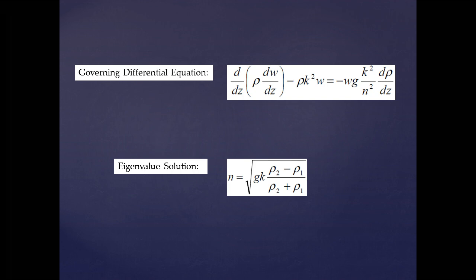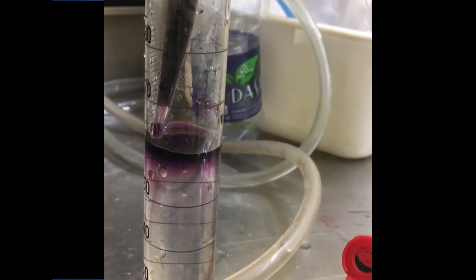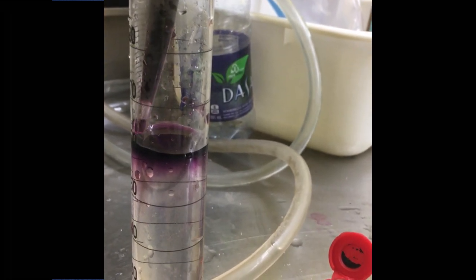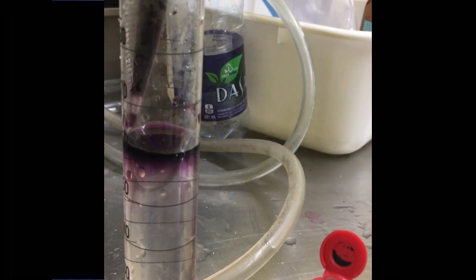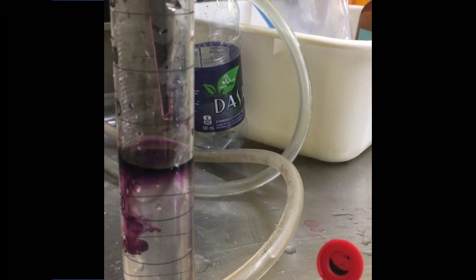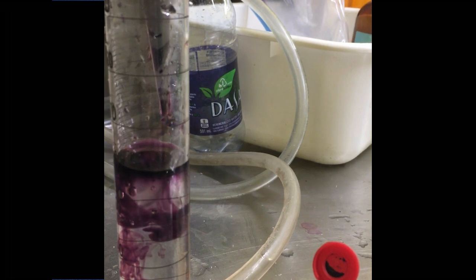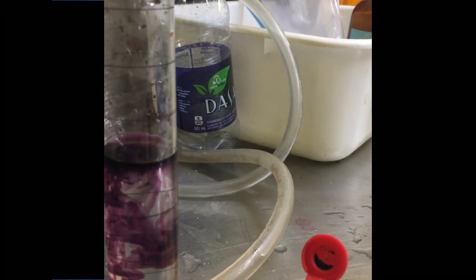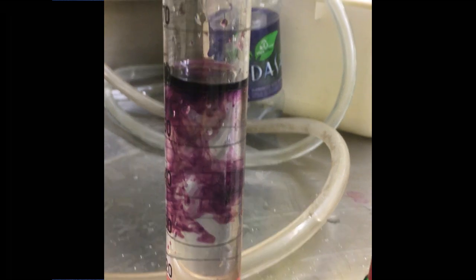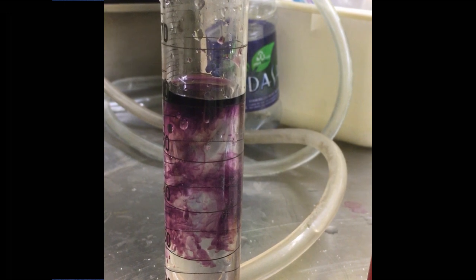Only a few of them were successful because it was hard to achieve initial stability. I used ice cubes to help create this layer, as you will see in the last clip where the green dye was used. Here you can see mushroom-like structures appearing at the surface between the two liquids.